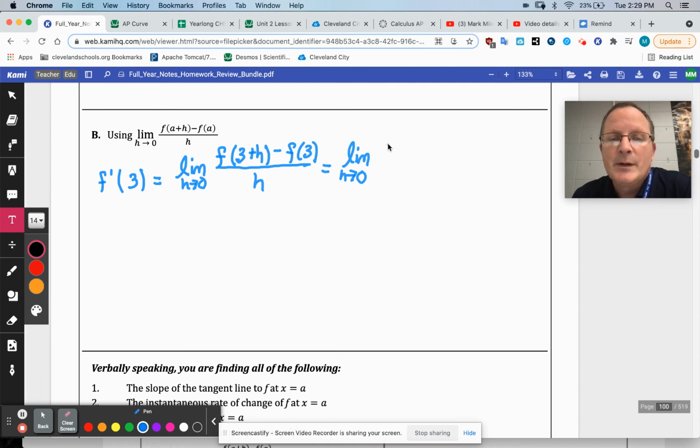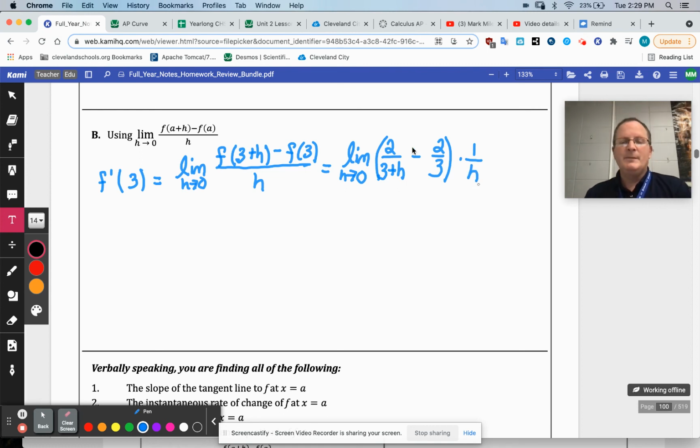So this is going to be, watch what I'm about to do, 2 over 3 plus h minus 2 over 3. And now you're like, what happened to the h there? Well, I'm going to call that 1 over h, and I'm going to bring it over here to the side. Okay, and then hopefully we'll have an h that'll cancel out in just a second. So I've got the limit as h approaches 0.